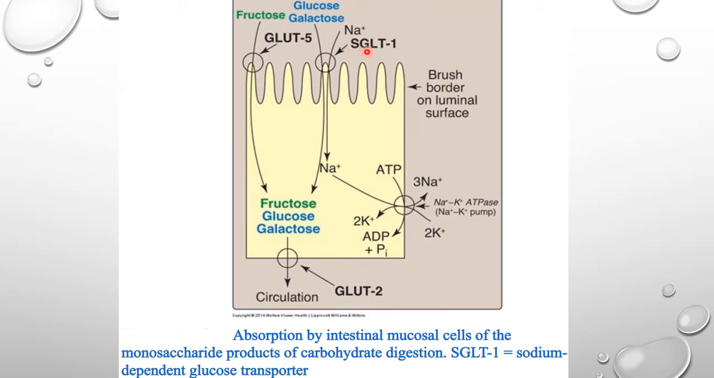Now, sodium glucose transporter 1 can transport glucose and galactose into the mucosal cells, while the GLUT5 transporter is responsible for the transportation of fructose from the intestinal lumen to the mucosal cells inside. Now, these three monosaccharides are present inside the mucosal cell. There is a single transporter called GLUT2, that is glucose transporter 2, that can transport these three monosaccharides into the circulation, and sodium can further exit the mucosal cell with the help of sodium potassium ATPase.